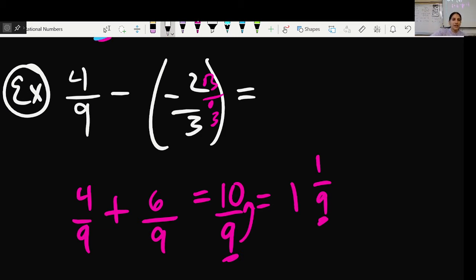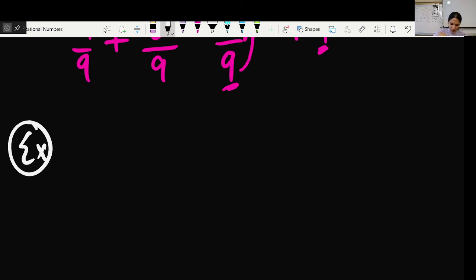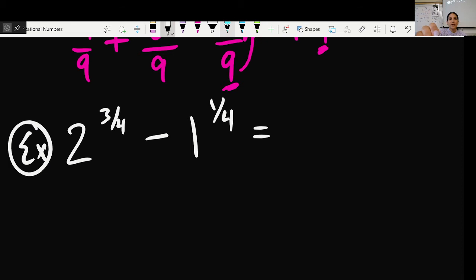Okay, let's say we have 2 3/4 minus 1 1/4. There's actually a few different ways we can do this. You can select whatever you like, but we usually want to pick the easiest way, right? That's what math is, finding the easy path by simplifying. So, what's the easiest way? What do you think is the easiest way?